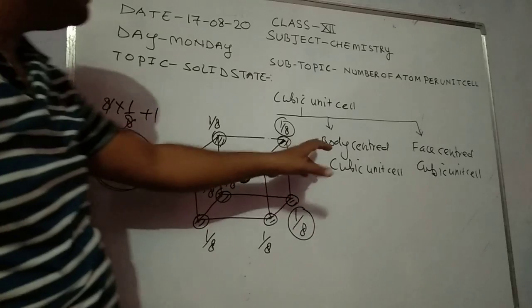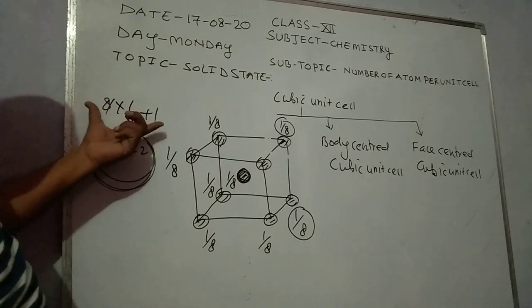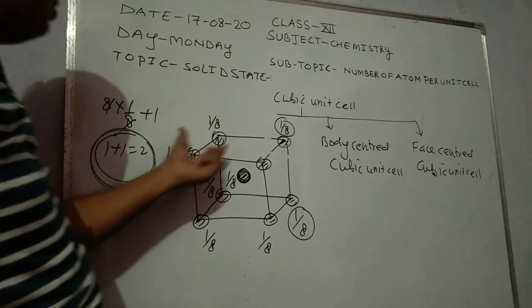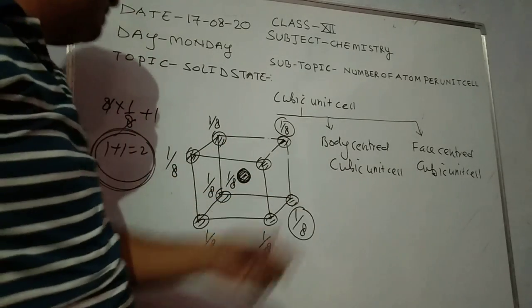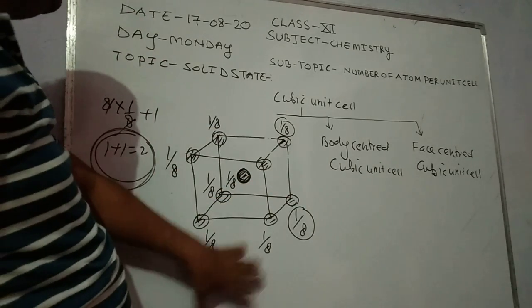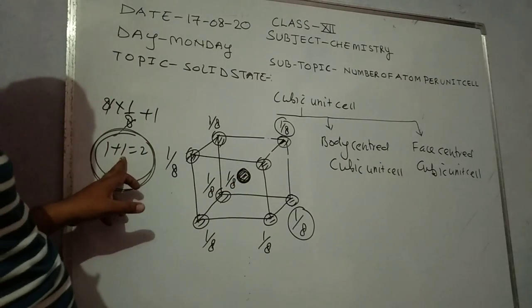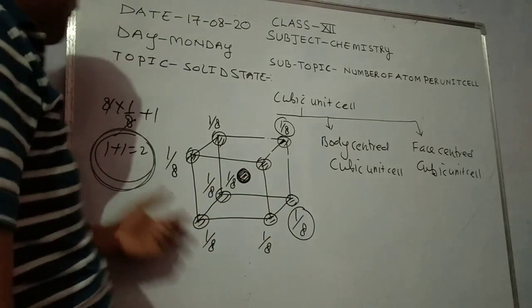So for the body centered cubic unit cell, the number of atoms per unit cell is equal to 1 plus 1, that is equal to 2, because in a body centered cubic unit cell, each lattice point is present at the corner as well as the center of the body. So the total number of atoms in this particular unit cell is equal to 2.